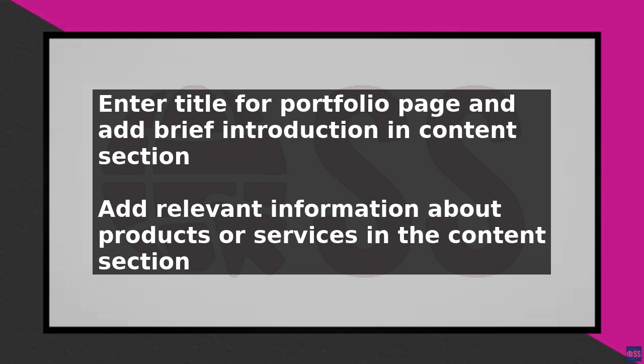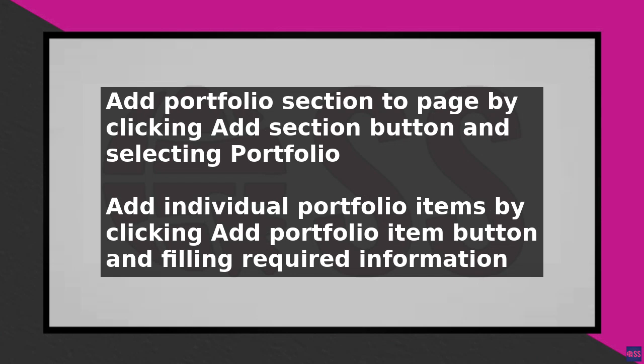Once you have added the portfolio section, you can start adding individual portfolio items. To do this, click on the Add Portfolio Item button and fill in the required information, including the item title, description, and images. When adding images to your portfolio items, make sure to use high-quality images that showcase your products or services in the best possible light.